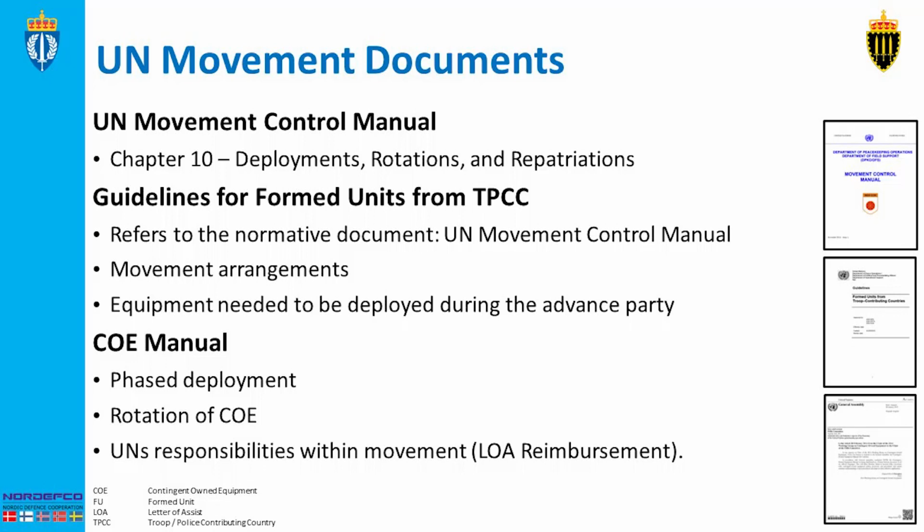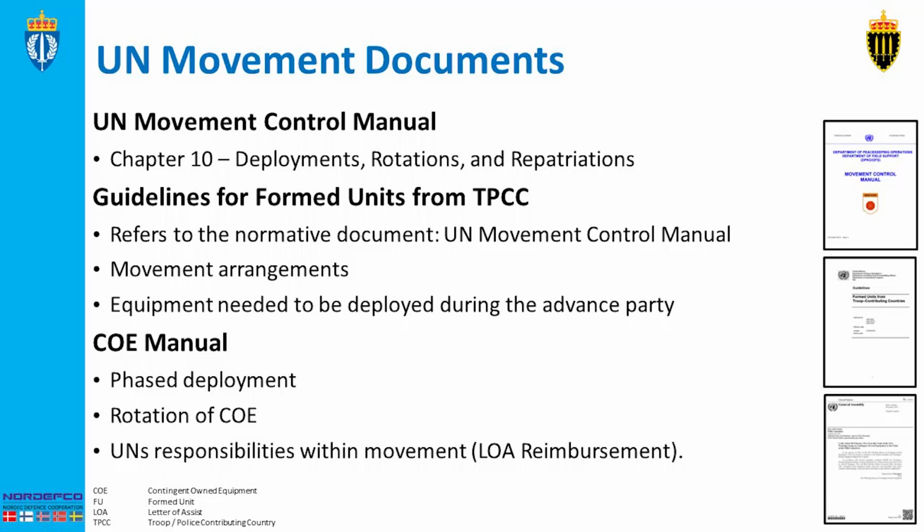The guidelines for formed units from troop or police contributing countries contain general information about the operational, administrative, logistical and financial aspects of the deployment of formed units in a United Nations field mission. These guidelines refer to the United Nations Movement Control Manual as the normative document.